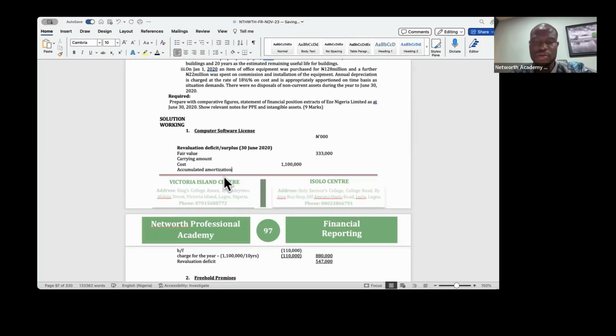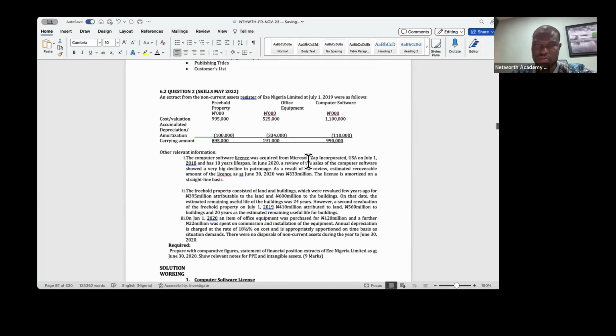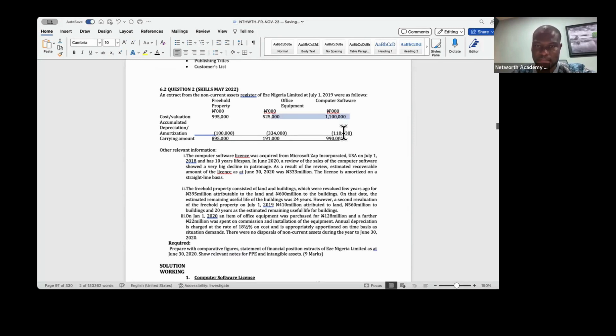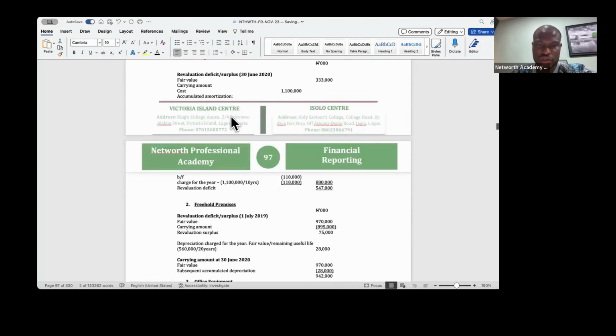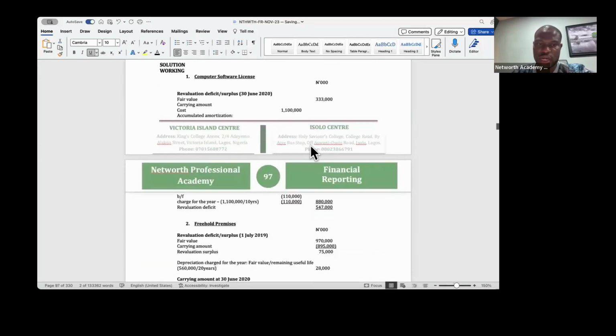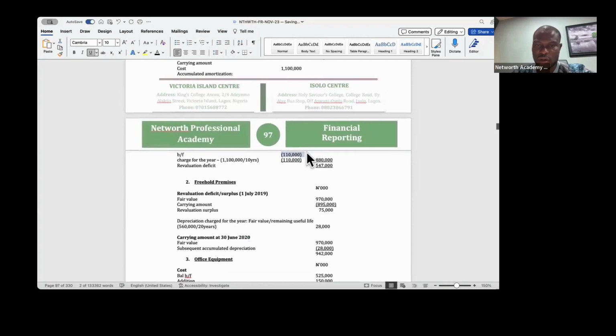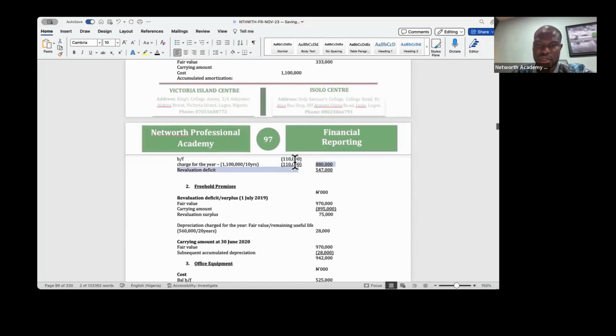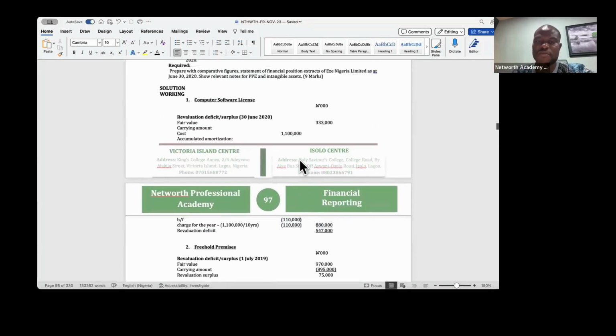So it's intangible. The cost from the question for this software is 1.1 million. The accumulated depreciation, they already gave me till the beginning, which is why I have it brought forward here. All I need is the depreciation for the year. So even without anybody telling me, I need to know that they charge an equal amount of depreciation every year.